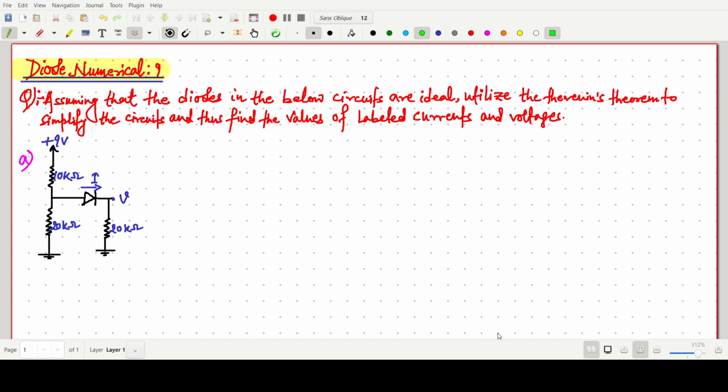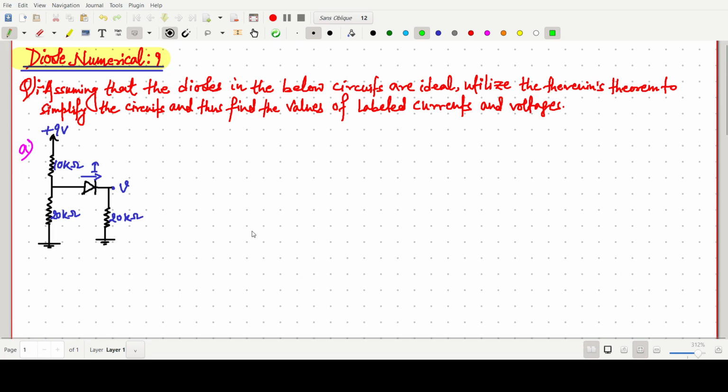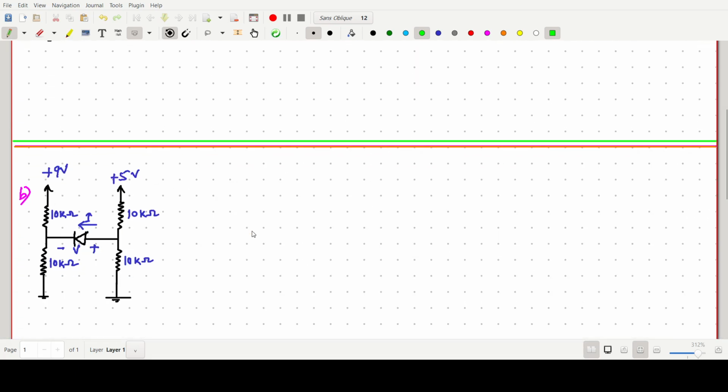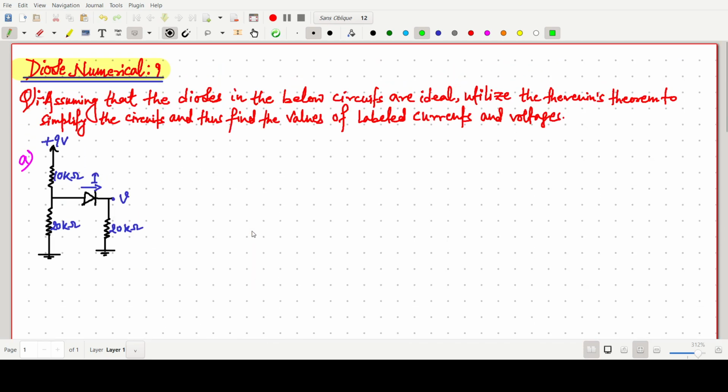Welcome everyone. In this video lecture, we will solve a microelectronics circuit problem, which is basically a diode-based problem. The question is, assuming that the diodes in the below circuits are ideal. So there are two circuits, figure A, or question number A, and question number B. The diodes which are used are ideal.